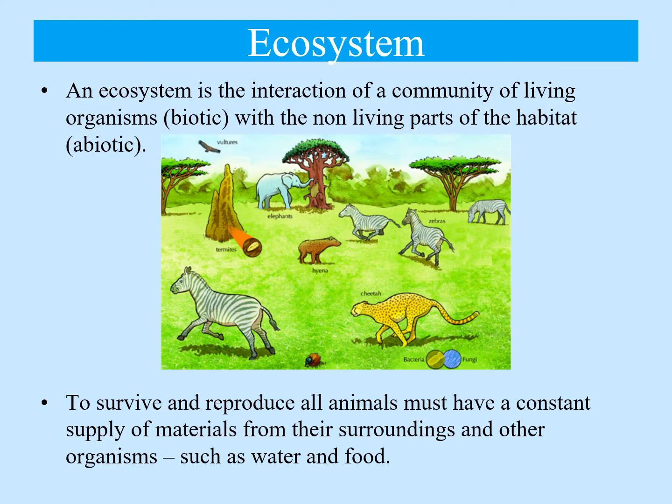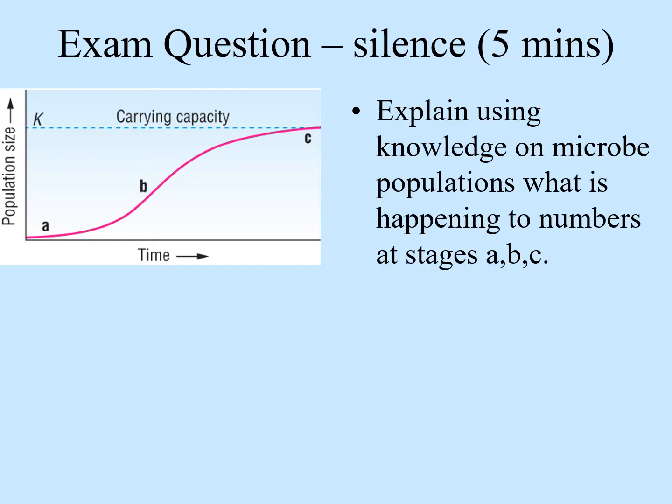So to understand this module and why populations change, we need to understand what an ecosystem is. A word that you should be familiar with: an ecosystem is the interaction of the community of living organisms, so the biotic factors, with the non-living parts, the abiotic factors. To survive, they must have a constant source of material, so we need to have the biotic and abiotic in balance.